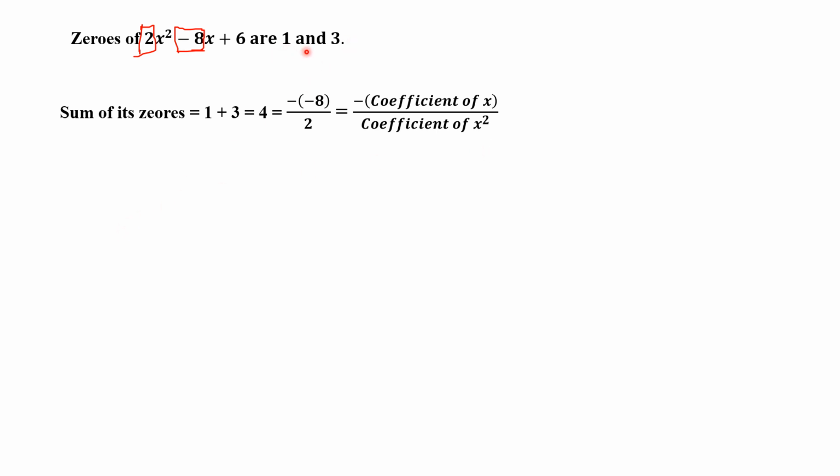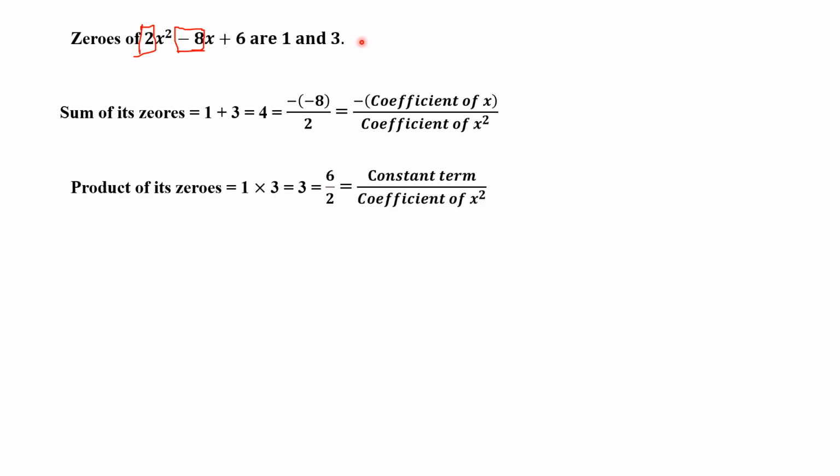Next, we will find the product of its zeros. Again the zeros are 1 and 3. Product means we have to multiply, then only we will get a product. So the product will be 1 into 3, which gives me 3. And 3 I can further write as 6 by 2. If you see this polynomial, 6 is the constant term and 2 is again the coefficient of x².